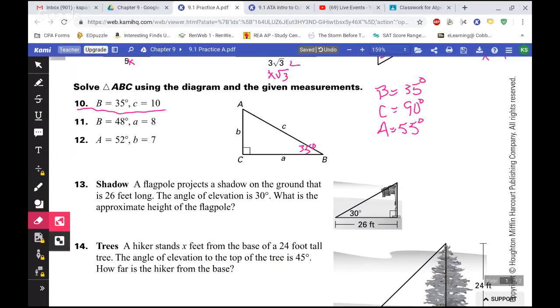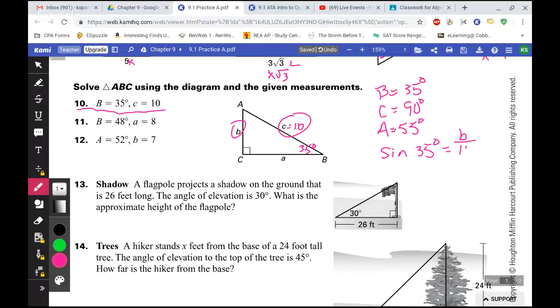We also know that the measurement for C is 10. That's the hypotenuse. So we want to find one of the sides. We'll just do sine 35 degrees equals opposite over hypotenuse. So to solve for B, I'm going to multiply 10 to both sides. Then you plug into your calculator 10 times sine 35, which equals 5.74.